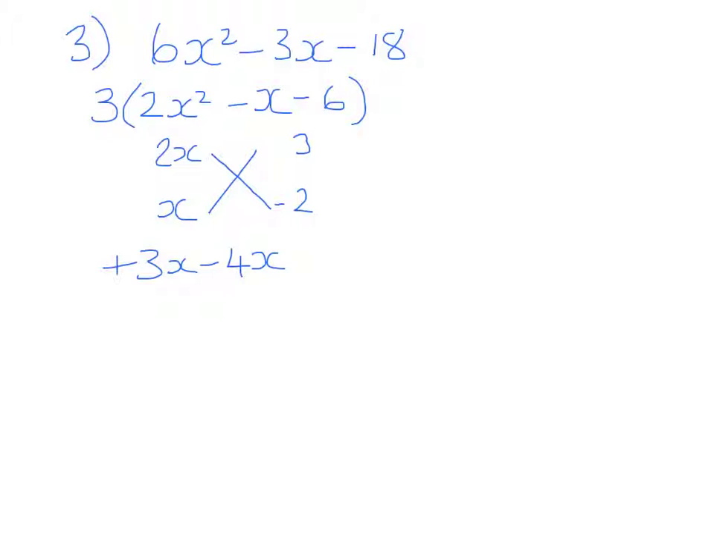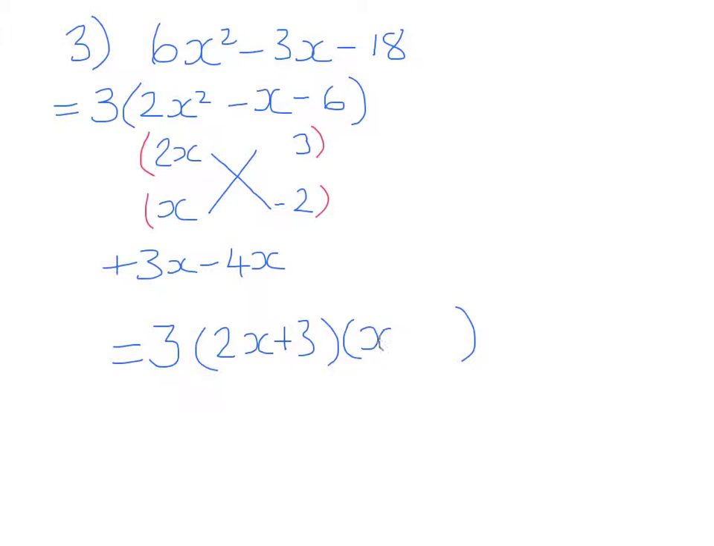Now I'm putting the whole thing into brackets. At this point I can't forget my 3, which I've taken out. And then my brackets come from what I've got here, but I've got to remember they're horizontal. So it's 2x plus 3 and x minus 2. Okay, don't try to jump any of these steps. Even if you think you can see the numbers very early on, be sure to do the checks.